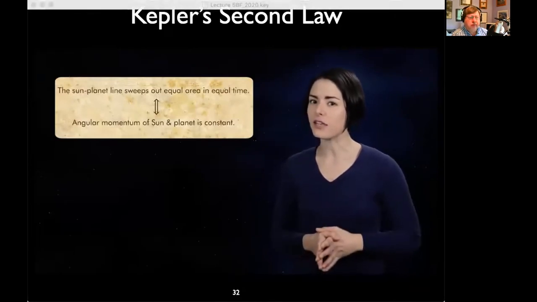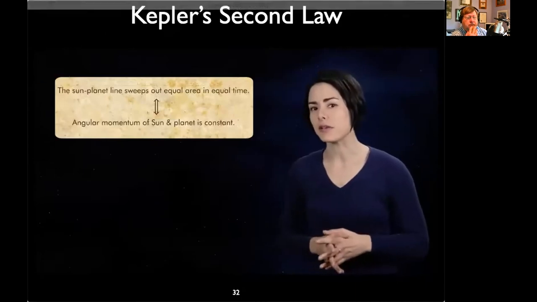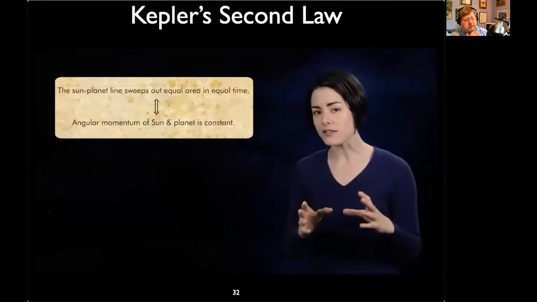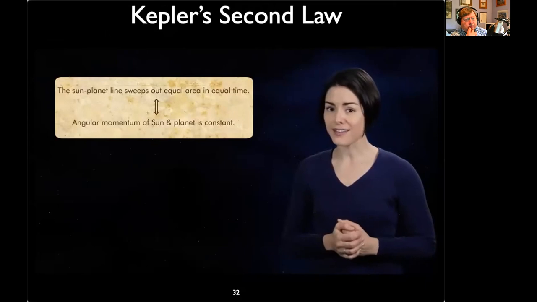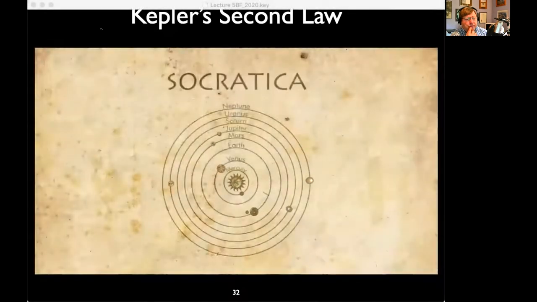Kepler's statement that the area swept out by the Mars-Sun line is constant is equivalent to the statement that angular momentum is a constant as well. That is to say, that it's conserved. Okay, that's Kepler's second law. We got one more law to go.